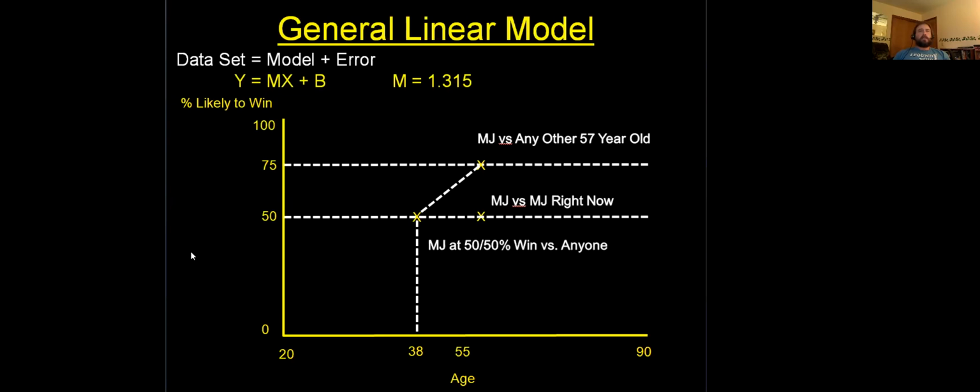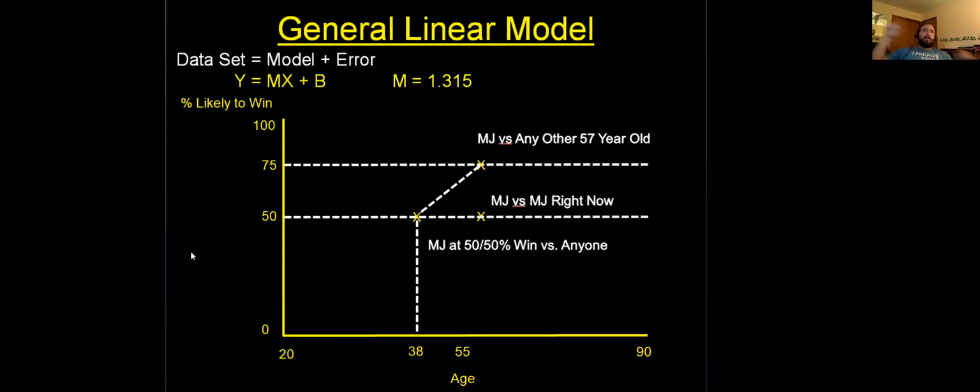We had a 35-year-old on there, and we can see that Mike's 50-50 to beat anyone age 38 in the world. This is anybody, given the model that we're making anyway, or the information that we have and the information that we're working with, and a little bit of our own assumptions.